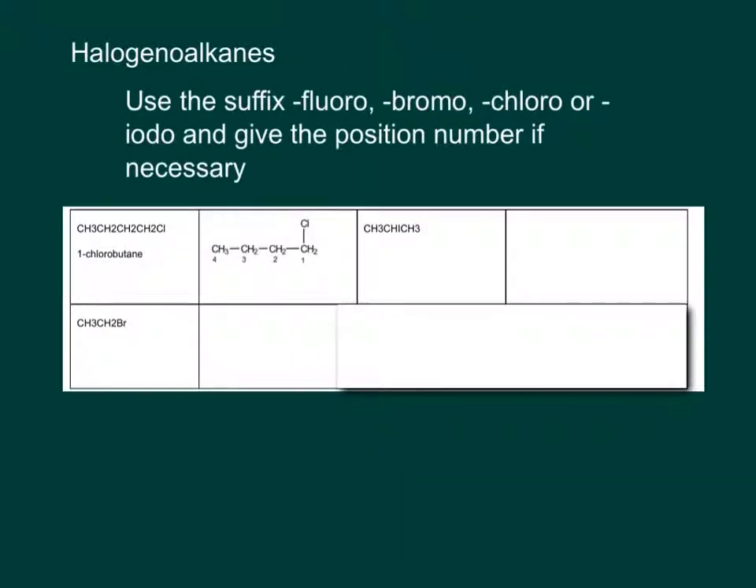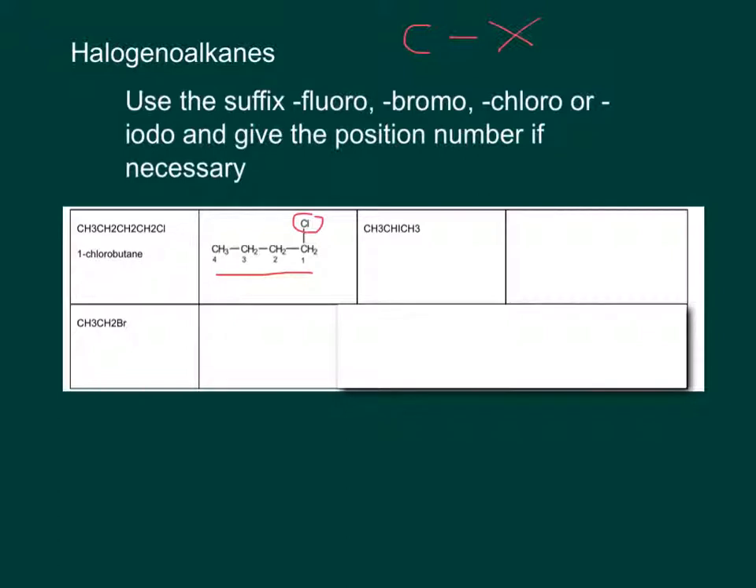Right, so our next little section is going to be on halogenoalkanes. So these guys contain a carbon atom bonded to a halogen. So X can equal fluorine, bromine, chlorine, or iodine. And you use the prefix fluoro, bromo, chloro, or iodo and give the position of where it is. So if we have a look at this example here, you can see I've got a 4 carbon chain there. I've got a chlorine on carbon number 1, and therefore it is 1-chlorobutane.